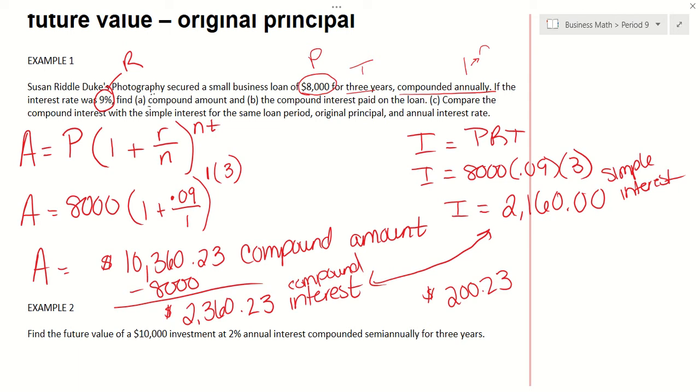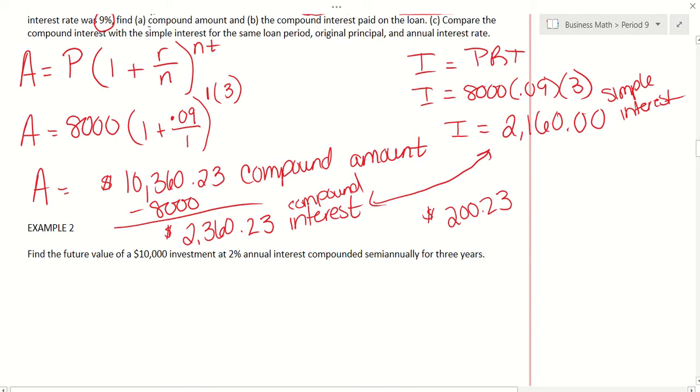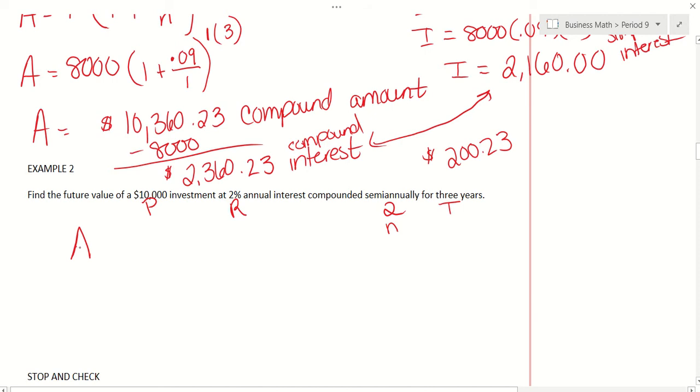Let's try it again. Find the future value of a $10,000 investment, so P, at 2%, R, compounded semi-annually. How many times is semi-annually? Think about it, semi is twice a year. For 3 years. So this is our N and this is our T right there. 3 years. Formula again. A equals P times parentheses 1 plus R over N, to the NT. It's actually an exponential growth formula from algebra.